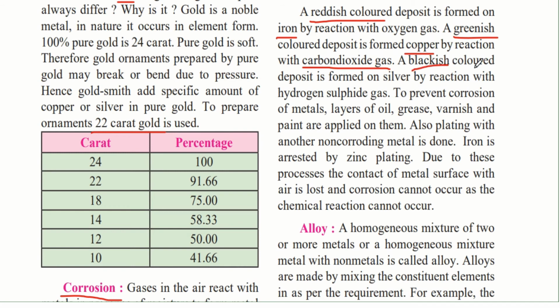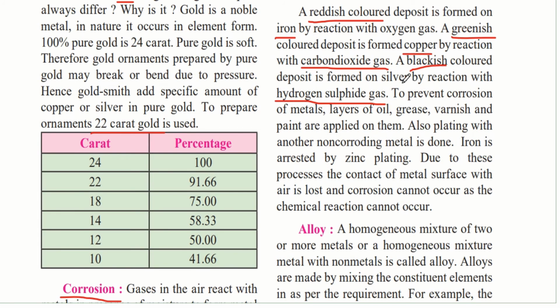Now a blackish color deposit is formed on silver by reaction with hydrogen sulfide gas. You must have observed silver jewelry and coins becoming black after a while. It's because of the silver reacting with hydrogen sulfide gas. To prevent corrosion of metals, layers of oil, grease, varnish, and paint are applied on them. Therefore, it is very important to keep painting the grills on our windows with oil, grease, varnish, and paint. Also, plating with another non corroding metal is done.